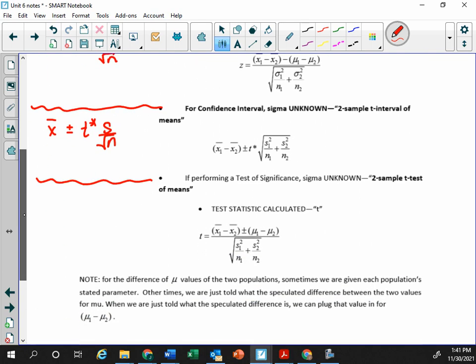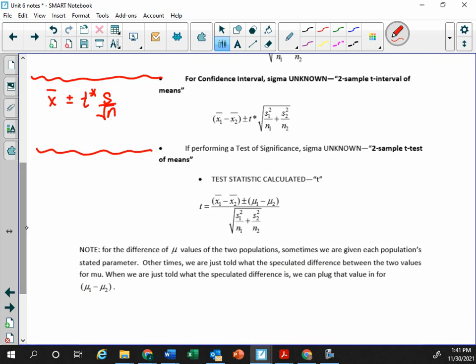And then same thing with the hypothesis test. If sigma is unknown, instead of finding a z, we find a t value. With one sample, it was just x bar minus mu over s over square root of n. Does it feel like a lot? Yeah. Hopefully it's repetitive. Hopefully you're seeing those same things popping up.